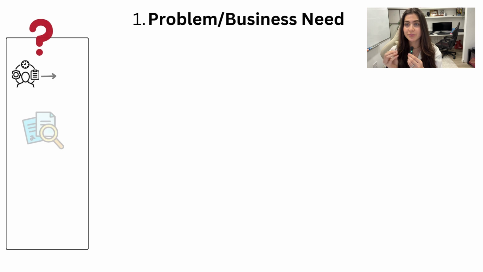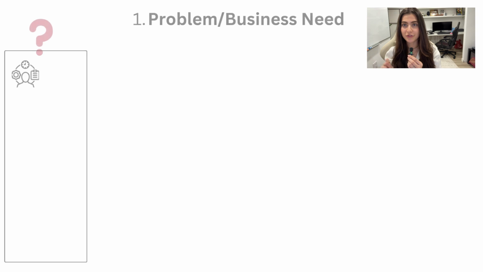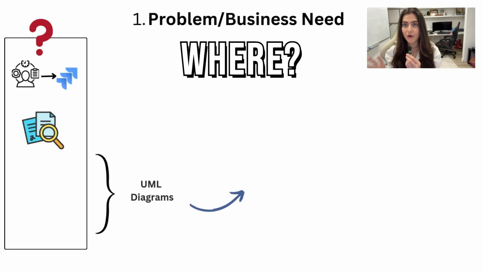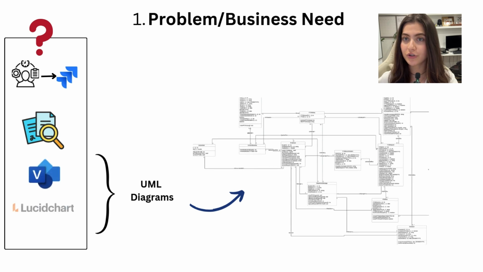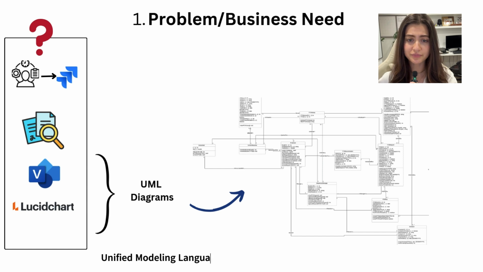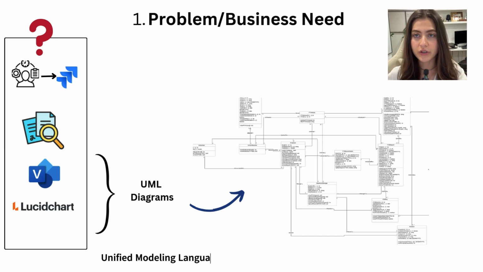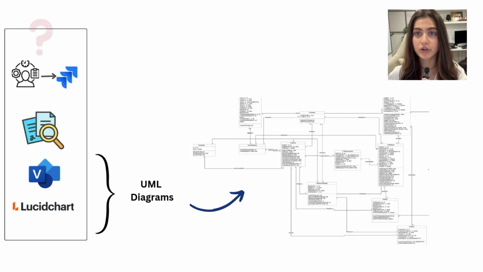When you start a project, it's because there's a problem, there's a business need, there's someone asking for something, or someone noticing that you can actually automate something or do something better or update something. So you have a problem. Then you research the problem, you find out what, where, how can I make this work. You can use Visio, you can use Lucidchart, you can build some use cases, you can build some UML diagrams.